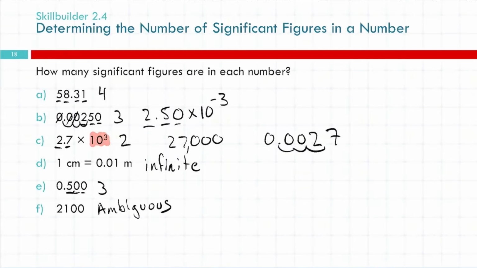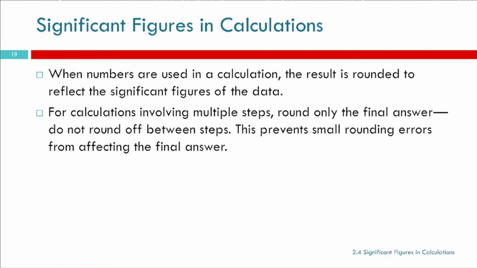So what's the difference between infinite and ambiguous? Ambiguous means we don't know how many significant figures there are. The infinite number of significant figures for exact numbers becomes important when we start doing math with numbers, because we want to be able to reflect that level of precision throughout all of our calculations.